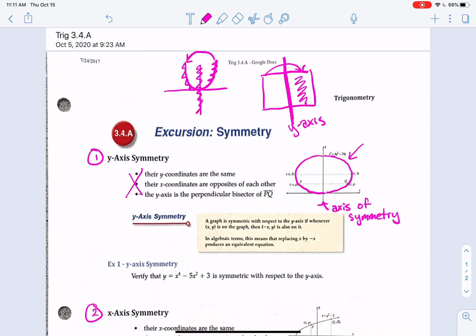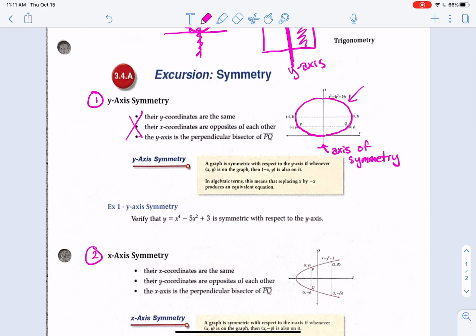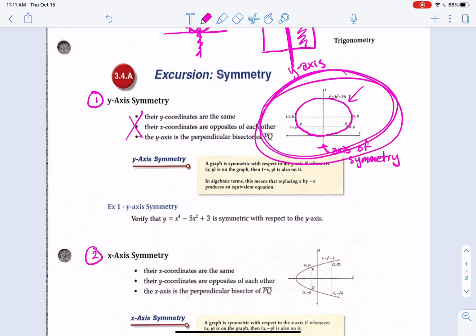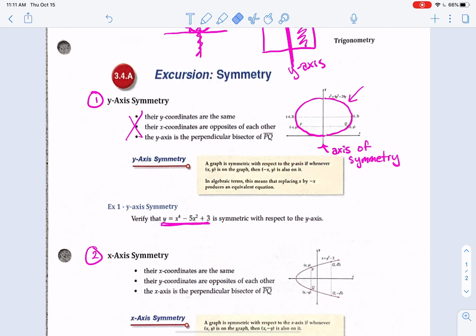Now, how do you test for y-axis symmetry? If I'm looking at the graph, it's very easy to see that it is symmetric with respect to the y-axis. But if I'm looking at an equation, I don't want to have to graph it in order to figure out if it is symmetric. So what I do is called an analytical test, which sounds like a really big word, but it's not a very hard procedure.